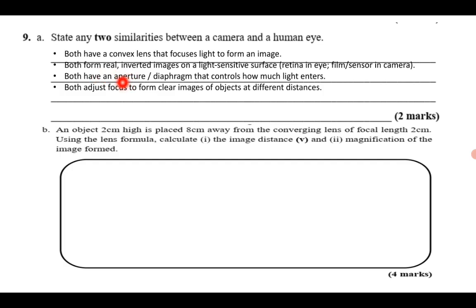Both are going to form real inverted images on a light-sensitive surface, the retina in the eye and a film in a camera. Both have an aperture, an opening or diaphragm that controls how much light enters. And both adjust focus to form a clear image of objects at different distances.